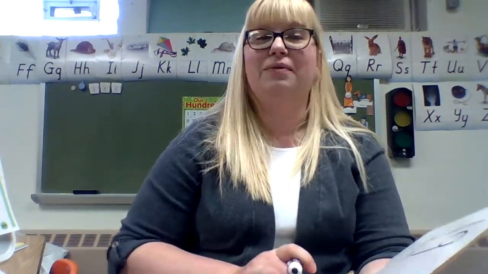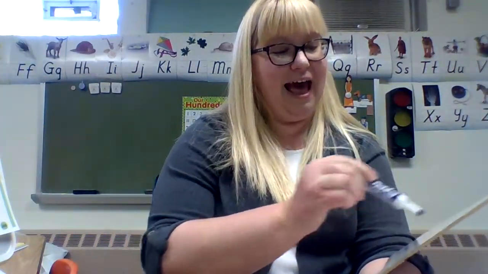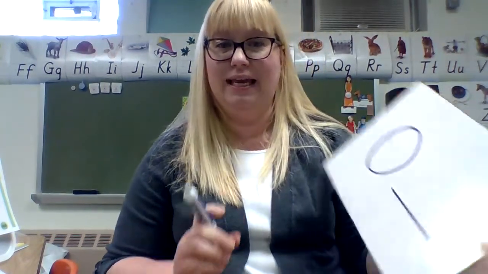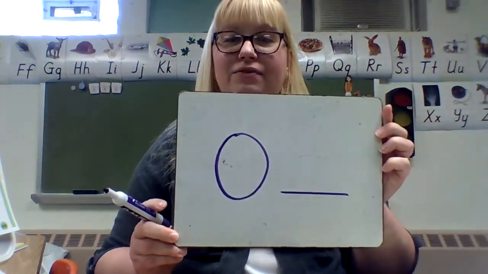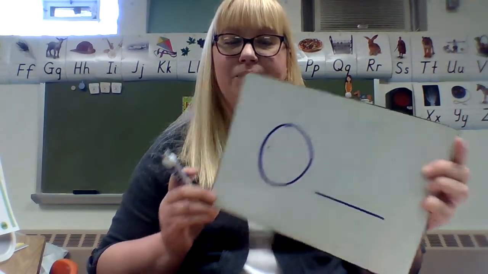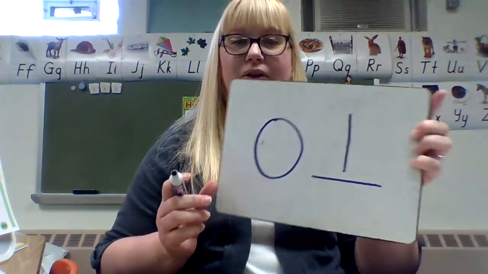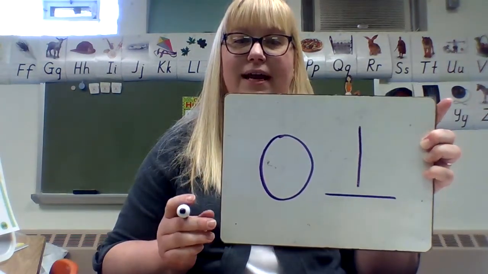Oh, here's another tricky one. I'm going to give you another little tricky one. What comes after, because we're doing numbers 0 to 20, what comes after 0? After 0. You said 1. You're right. Starting with 0, counting with 0 through 20.